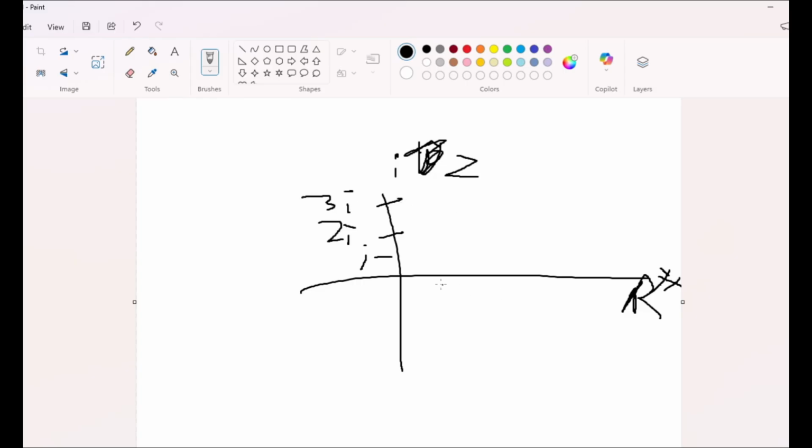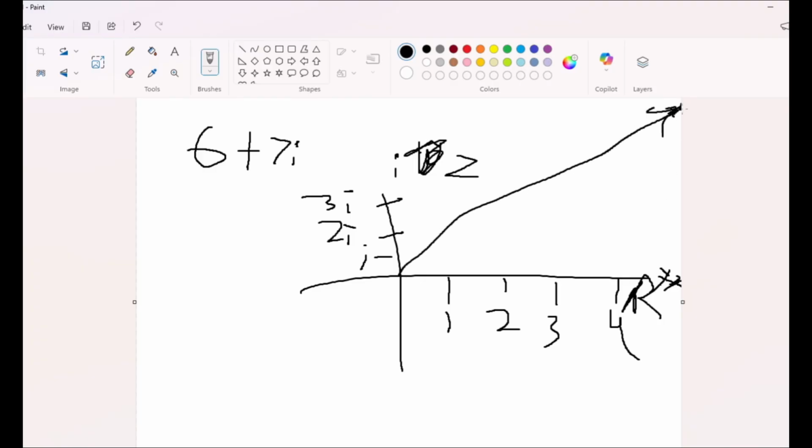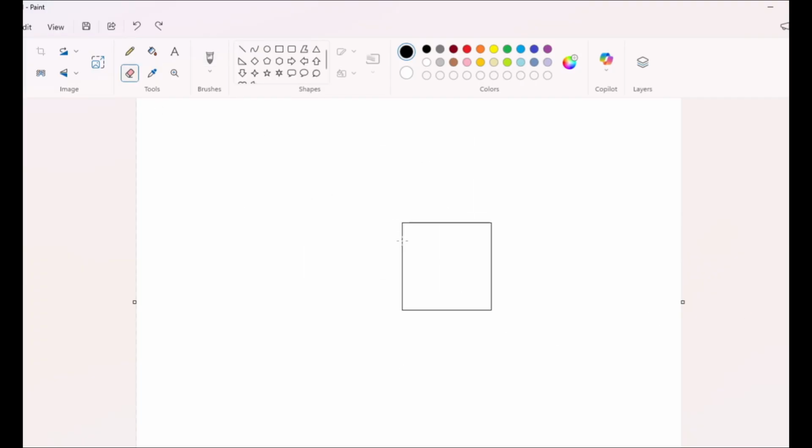You have 1, 2, 3, 4. And if we would want to do like 6 plus 7i, 6 over here, and count up 7i. 6 plus 7i. That is just how you go. Okay, but what is i necessarily?